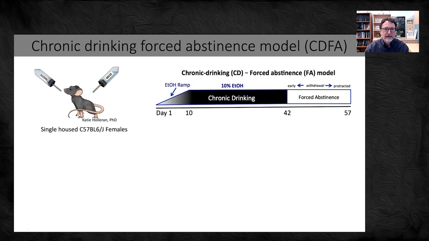We've been utilizing an animal model in my lab in the last few years. It's a very simple one. We singly housed C57 Black 6J female mice, and then allowed them long-term access in their home cages to alcohol or water. They have two bottles in their cage all the time, one a water bottle and one an ethanol bottle, and this occurs for 6 weeks. After 6 weeks, we remove the alcohol bottle and replace it with a second water bottle, and that moves into a forced abstinence period. So: chronic drinking, forced abstinence, or CDFA.